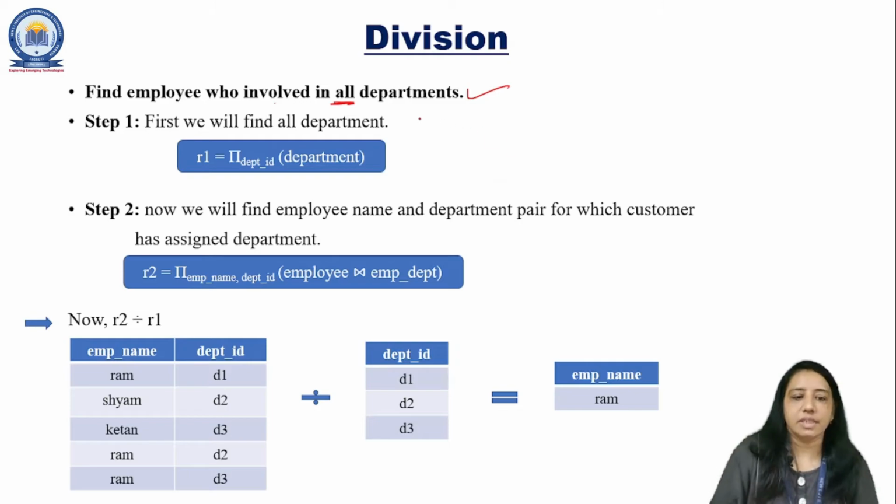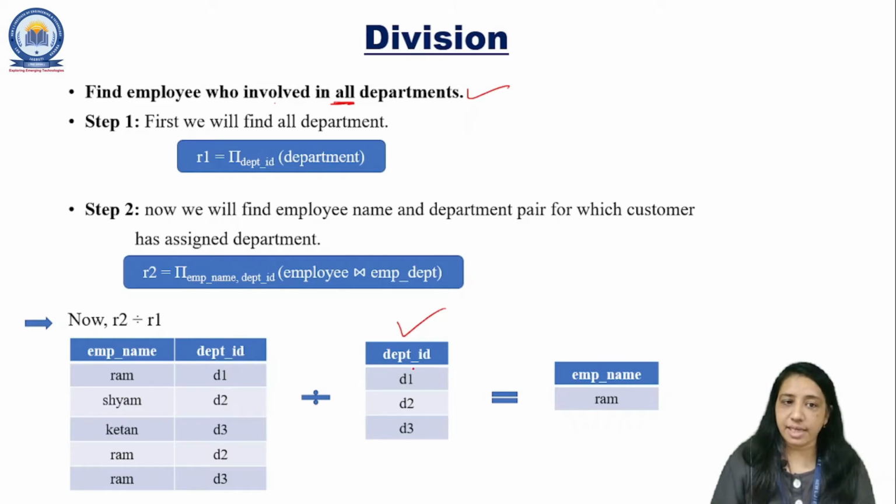So the first is what? First we will find all the departments. So R1 equal to, this is project. Why? Because we want only one column or one attribute from that. So department ID from department. So the output of this will be giving what? All the departments, 3 departments.